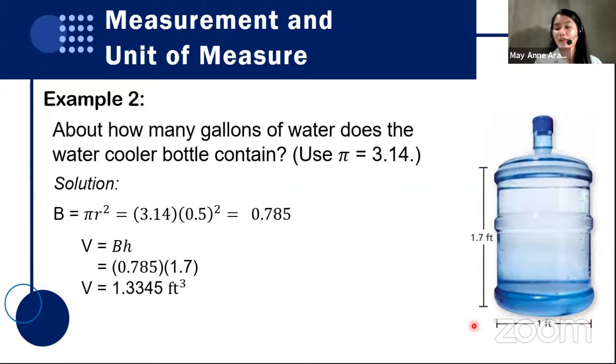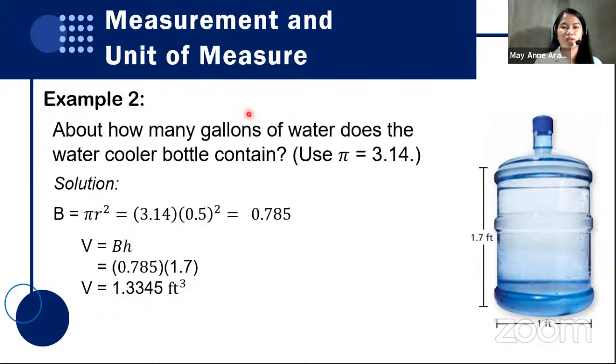Because this is the diameter, di ba? So to get the radius, divide by 2. So 1 divided by 2 is 1/2 and 1/2 in decimal is 0.5. So just square and just multiply by 3.14, you will get 0.785. So then just multiply by the height, given naman siya. So approximately the volume is 1.3345 cubic feet.